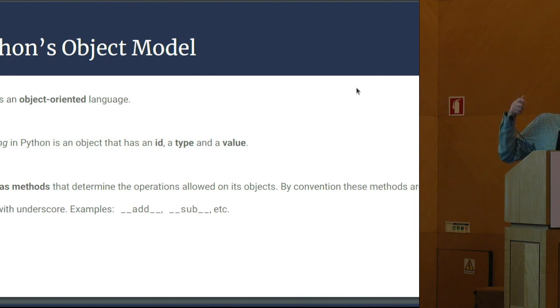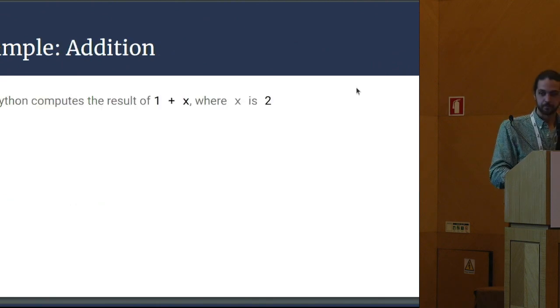So for example, for an object to be addable, so if you want to be able to do addition, it must have the double underscore add method. And you'll see that convention, double underscore something. This is how those methods that implement operations are called in Python. So let's give an example of what that looks like.